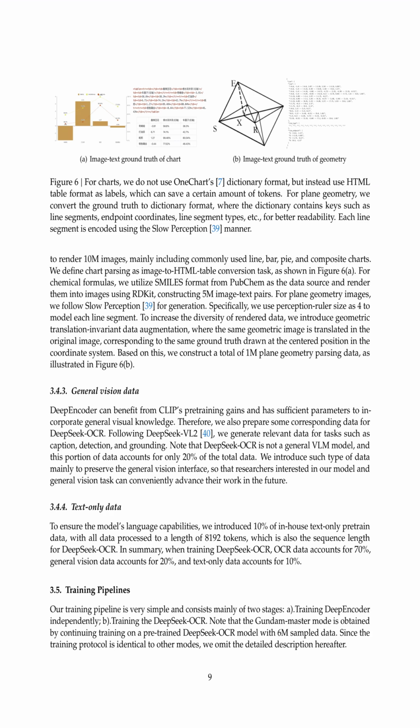3.4.4 Text-only data. To ensure the model's language capabilities, we introduced 10% of in-house text-only pre-trained data, with all data processed to a length of 8192 tokens, which is also the sequence length for DeepSeek-OCR. In summary, when training DeepSeek-OCR, OCR data accounts for 70%, general vision data accounts for 20%, and text-only data accounts for 10%. 3.5 Training pipelines.